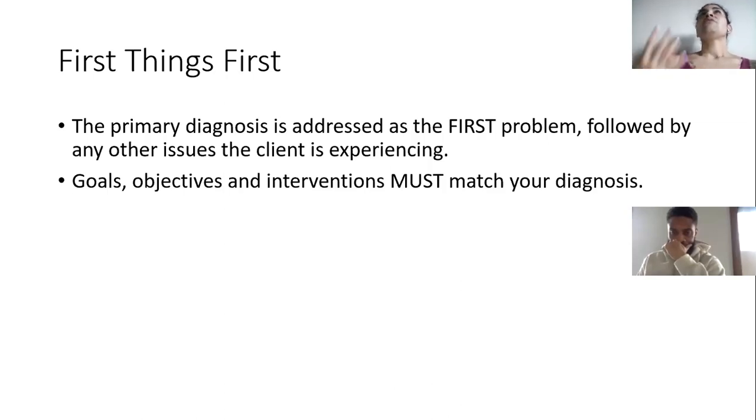And then you want your goals, objectives, and interventions to match your diagnosis. I have read countless treatment plans where a client might be diagnosed with depression, for example, and one of the goals or interventions is "client will not disturb or disrupt in the classroom." And I'm like, there's nothing in the assessment anywhere saying that the client has disruptive behaviors in the classroom. So just making sure everything goes together.